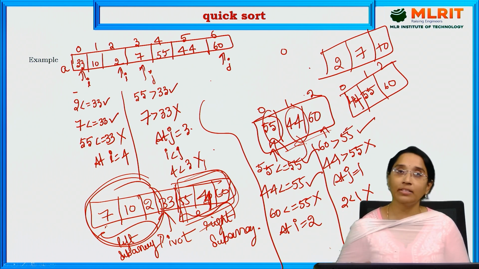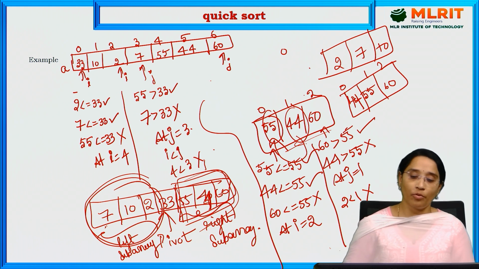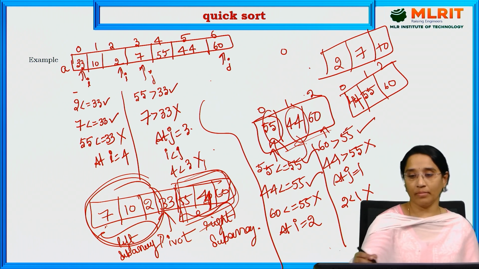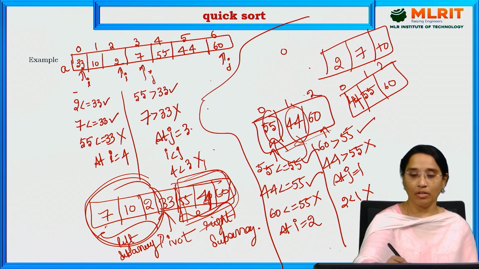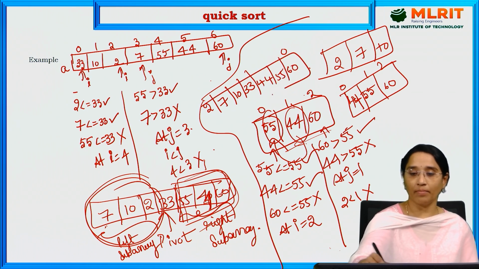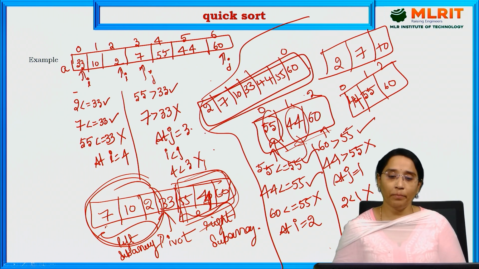So the right subarray is already sorted. Now if you want to write the complete sorted array, the complete sorted array is 2, 7, 10, 33, 44, 55 and 60. This is your complete sorted array. So this is the process.